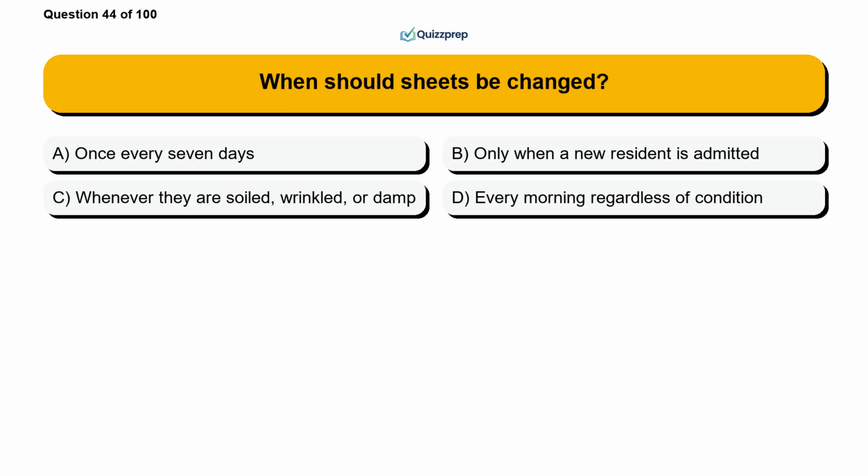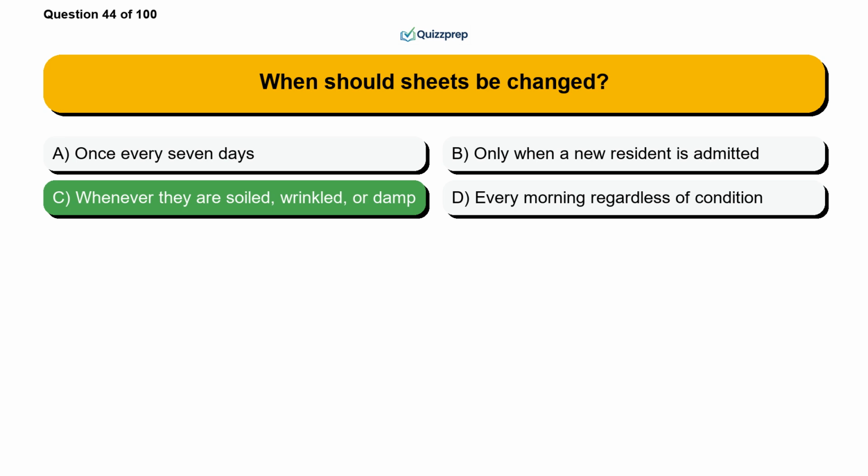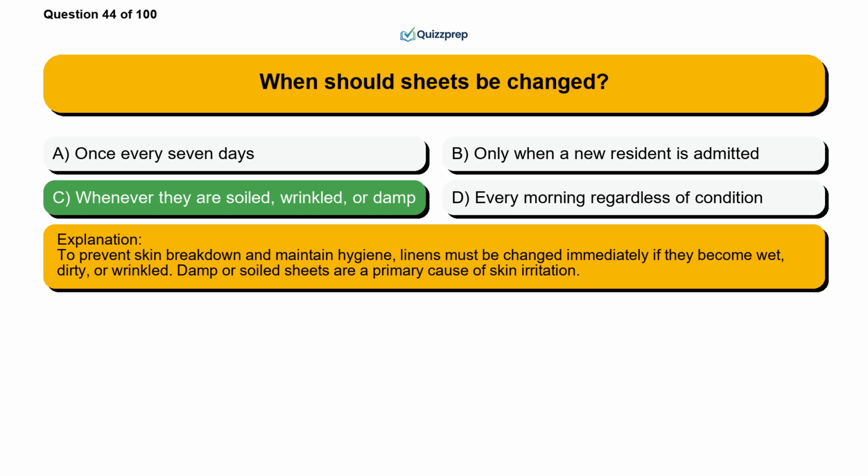Question 44. When should sheets be changed? Option A, once every 7 days. Option B, only when a new resident is admitted. Option C, whenever they are soiled, wrinkled, or damp. Option D, every morning regardless of condition. The correct answer is option C, whenever they are soiled, wrinkled, or damp. To prevent skin breakdown and maintain hygiene, linens must be changed immediately if they become wet, dirty, or wrinkled. Damp or soiled sheets are a primary cause of skin irritation.